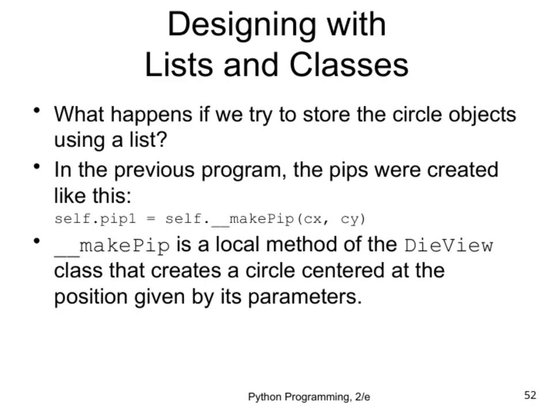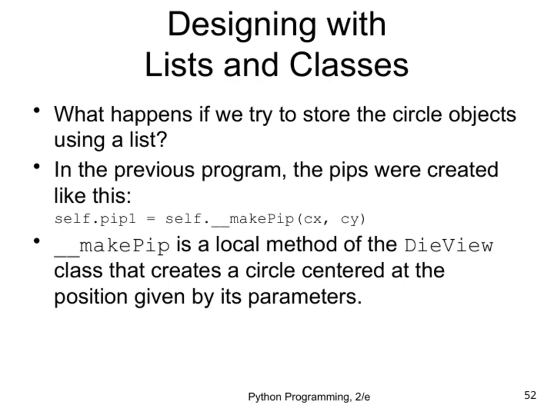So, what happens if we try to store the circle objects using a list? Well, in our previous program, we created each pip with a line like self.pip1 = self.makePip(cx, cy). Remember, makePip is a local method within the DieView class that generates a circle centered at the position specified by the parameters. Now, if we want to store multiple pips, one common idea is to use a list instead of individual variables. This leads us to consider designing with lists and classes, which can be very powerful.